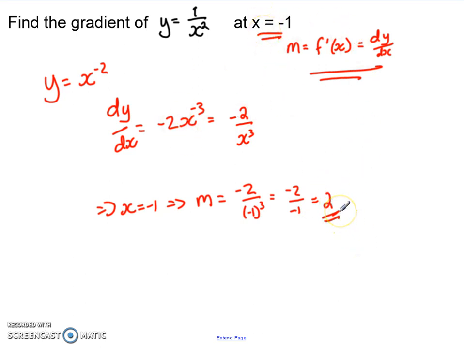Now, if we were asked for further information or to get the equation of the tangent, we'd substitute in here, get our full point, and then use y minus b equals m(x minus a). We're not in this case, so it's just that. That's the final step for this one.